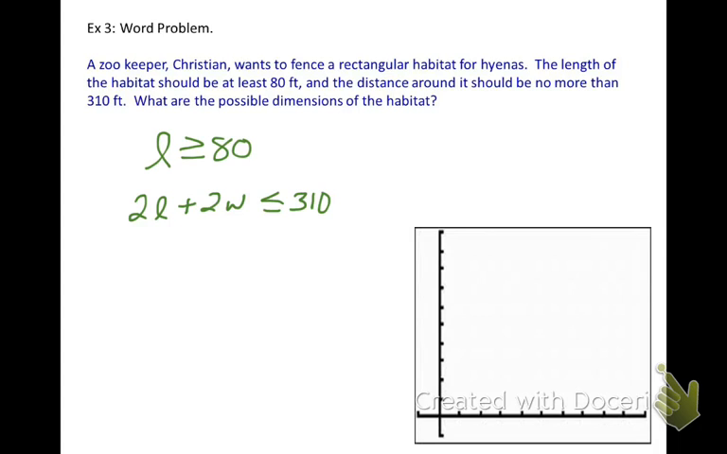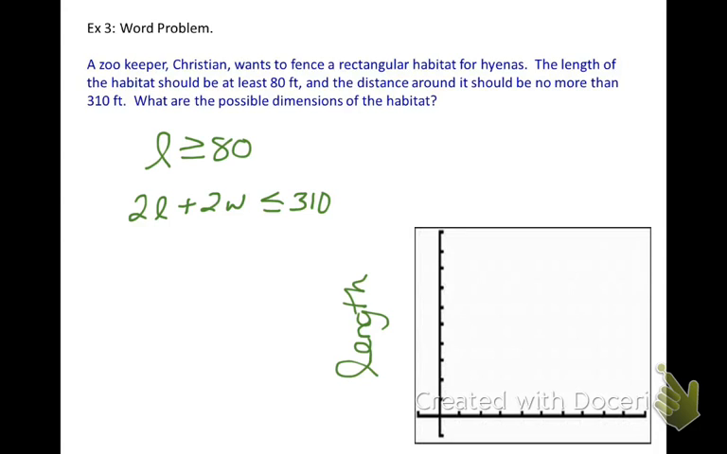Alright, so you have a length that is greater than 80 feet. So that would be L is greater than or equal to 80 feet. And we're going to make that our length right here. And then I have the perimeter of a rectangle, which would be 2L plus 2W. And then 310 is the most you can have.